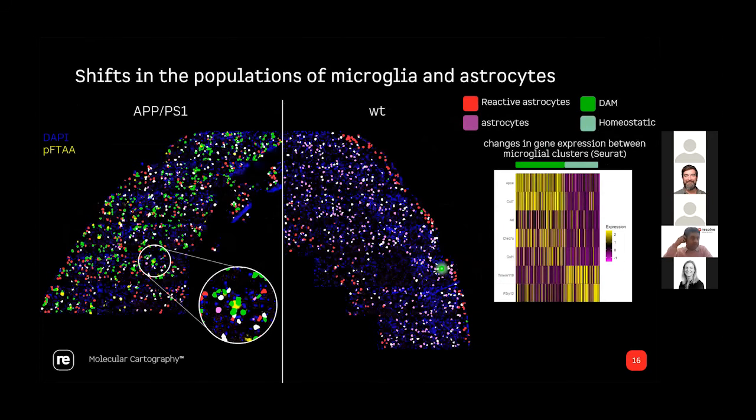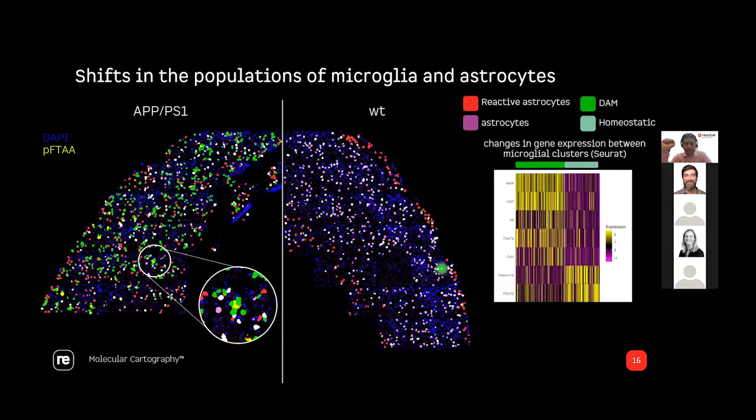So what we are seeing here is shifts in the population of microglia and astrocytes. On the left side, you have APPPS1, and on the right side, you have wild type section. What we are showing essentially are two different cell types, microglia and astrocytes. And specifically, when you look at microglia, there are homeostatic microglia and disease-associated microglia.